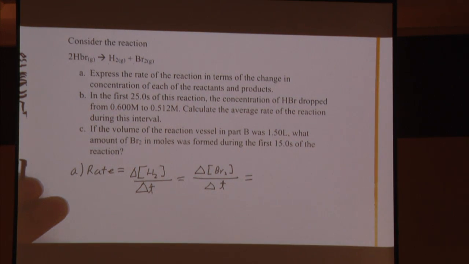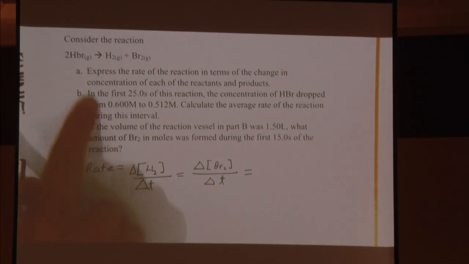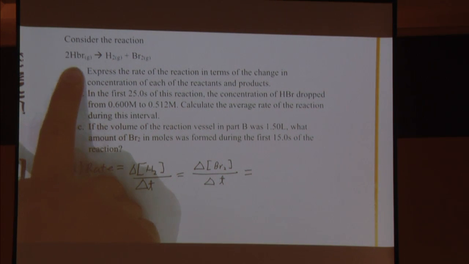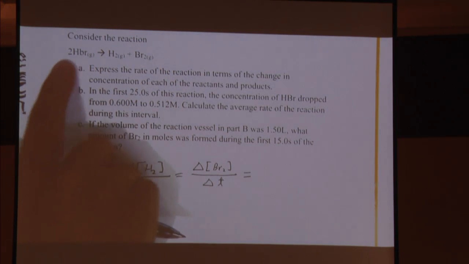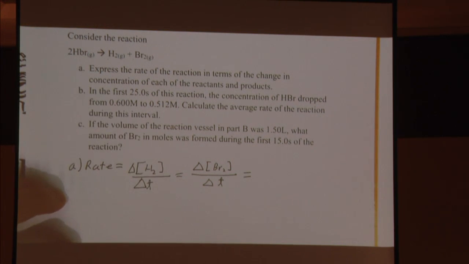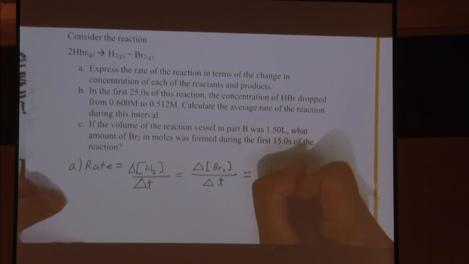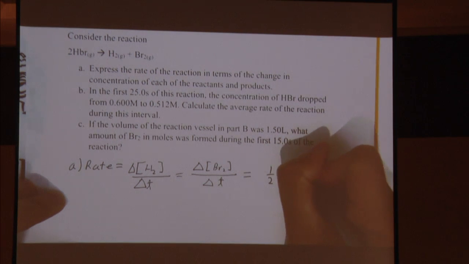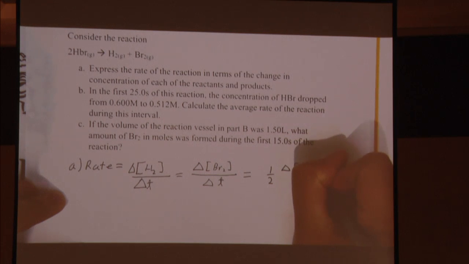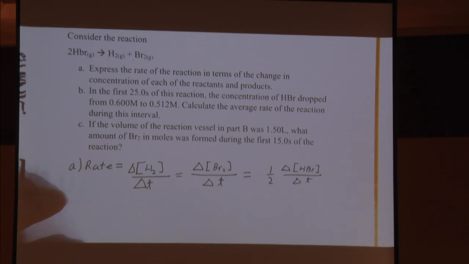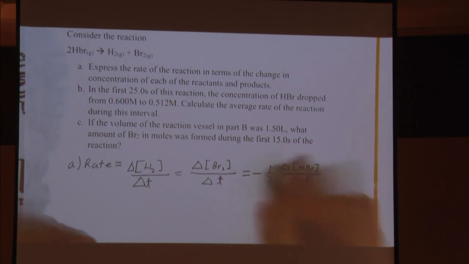And we need to figure out our rate for this reactant right here. We see that there's a coefficient of 2, so we need to multiply our rate by 1/2. And because our reactant is disappearing, we need to add a negative sign.